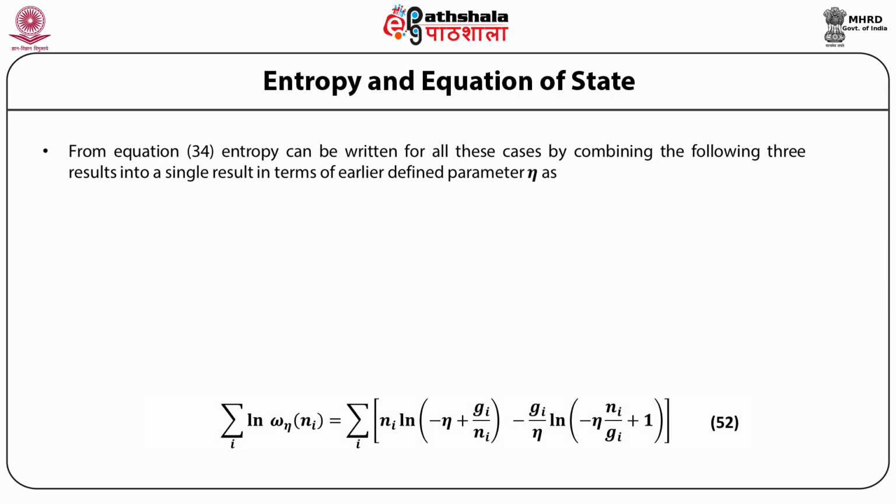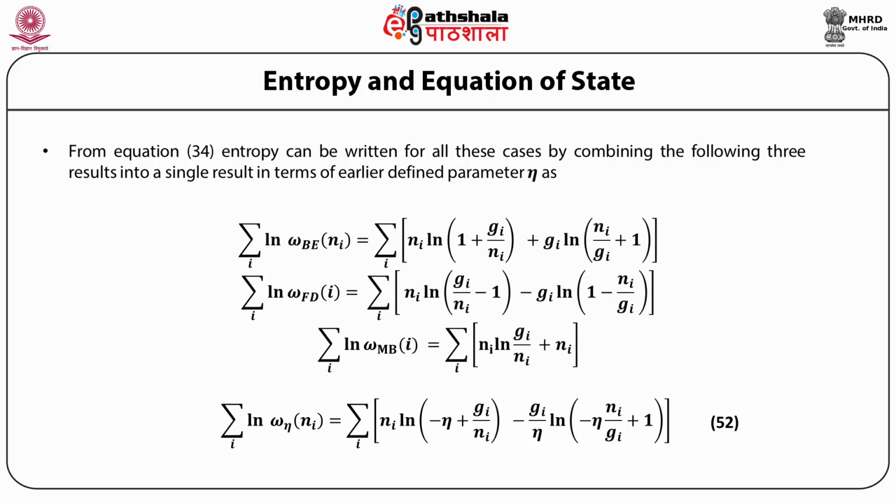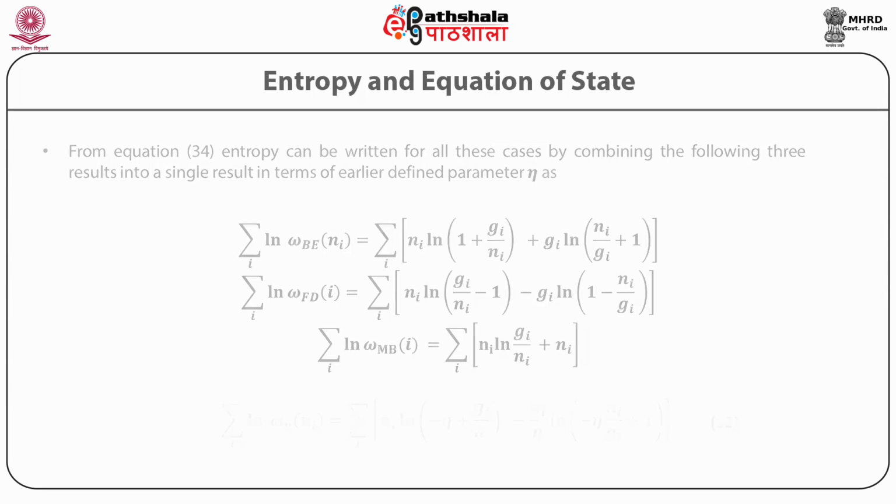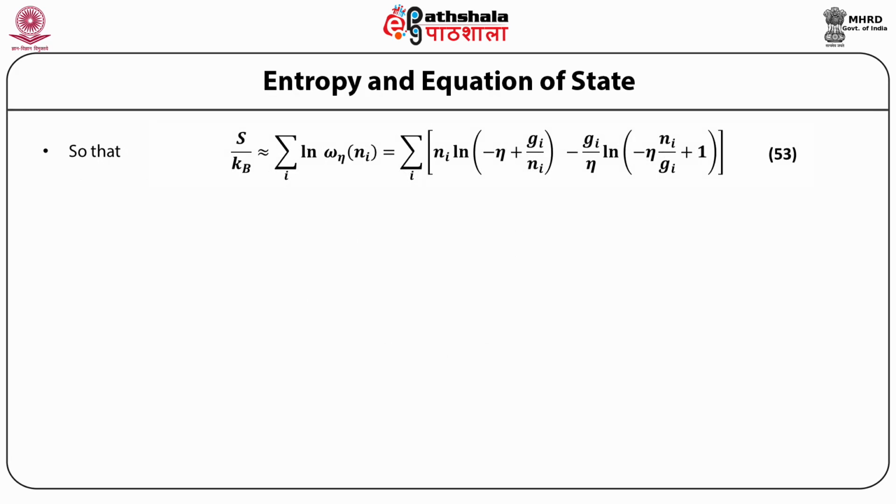From equation 34, entropy can be written for all these cases by combining the following three results into a single result in terms of the earlier defined parameter η, as summation over i of log Ωη(ni) is equal to summation over i of ni log(−η + gi/ni) − (gi/η) log(−η ni/gi + 1), so that entropy divided by Boltzmann constant is approximately equal to summation over i of log Ωη as a function of ni, equal to summation over i of ni log(−η + gi/ni) − (gi/η) log(−η ni/gi + 1).